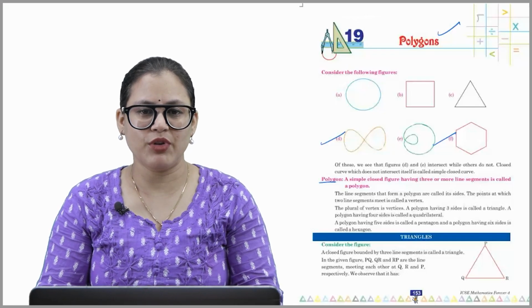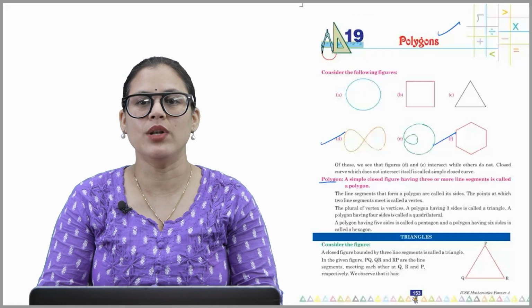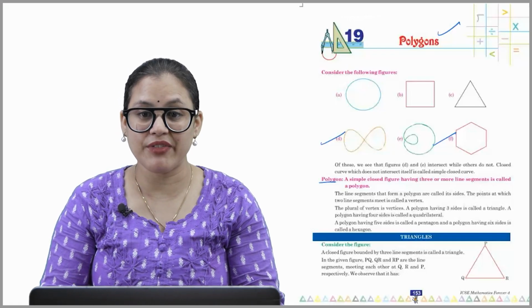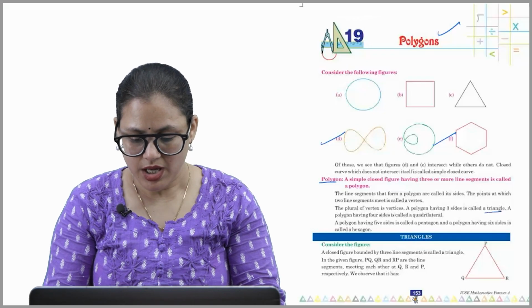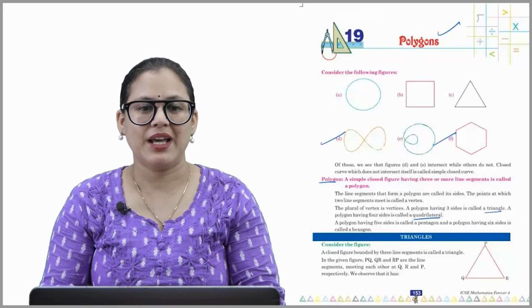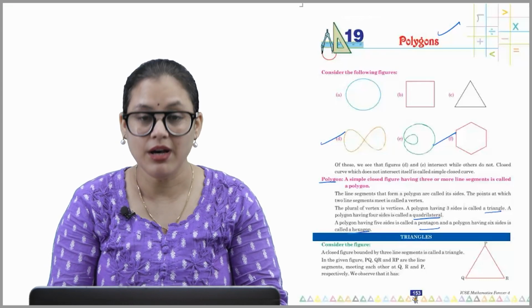The line segments that form a polygon are called its sides. The points at which 2 line segments meet is called a vertex. The plural of vertex is vertices. A polygon having 3 sides is called a triangle. A polygon having 4 sides is called a quadrilateral. A polygon having 5 sides is called a pentagon, and a polygon having 6 sides is called a hexagon.